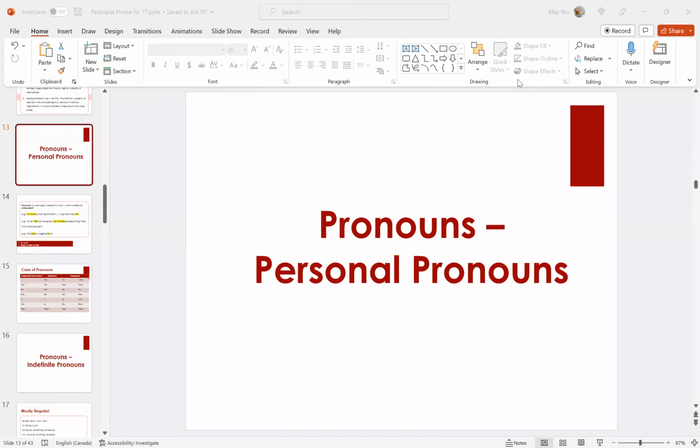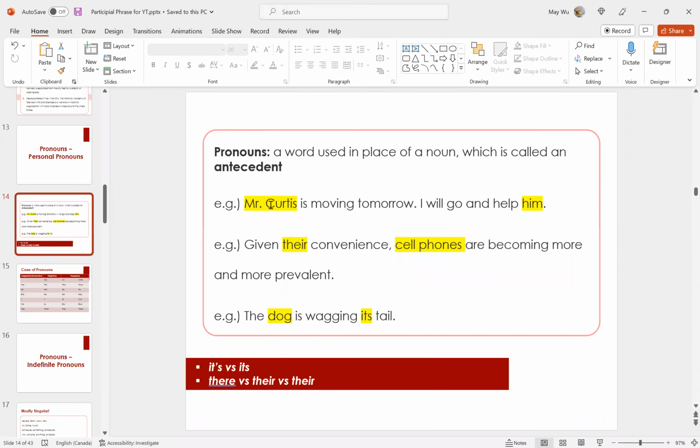Today we're going to talk about one of the parts of speech, which is pronouns. And there are 8 types of pronouns. So today we're only going to talk about the most common type, which is called personal pronouns. And I'm sure you've all heard of it or you've all used it in your writing.